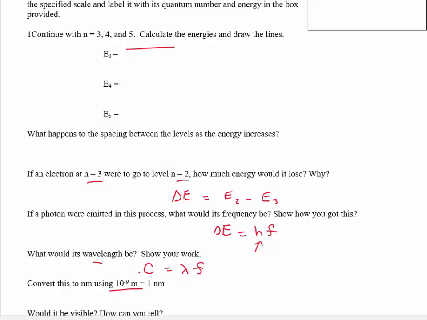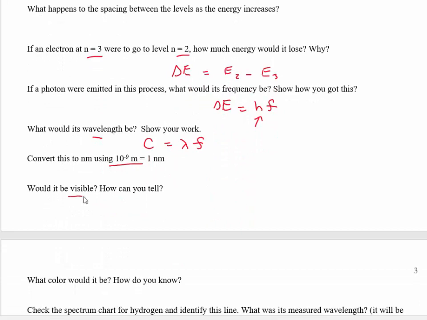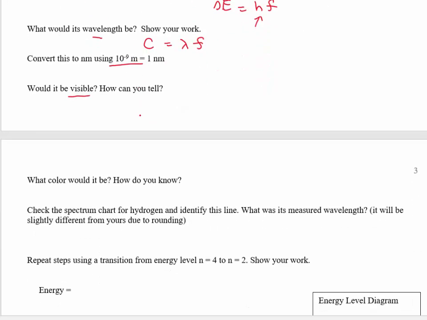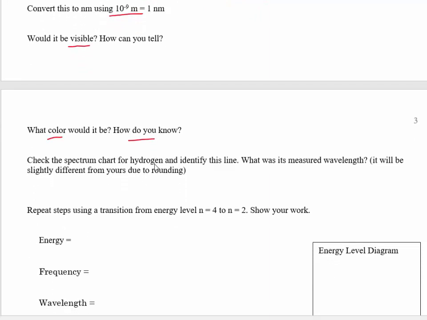Convert this to nanometers, please, because it is going to be more convenient to look at. And ask yourself, would this be visible? We kind of know what this would be for the hydrogen atom, so you can always check yourself on that. What color would it be? How would you know? Bear in mind that visible light ranges from 400 nanometers to 700 nanometers, where the lower end, 400 nanometers, is violet, and the upper end, 700 nanometers, is in the red range.